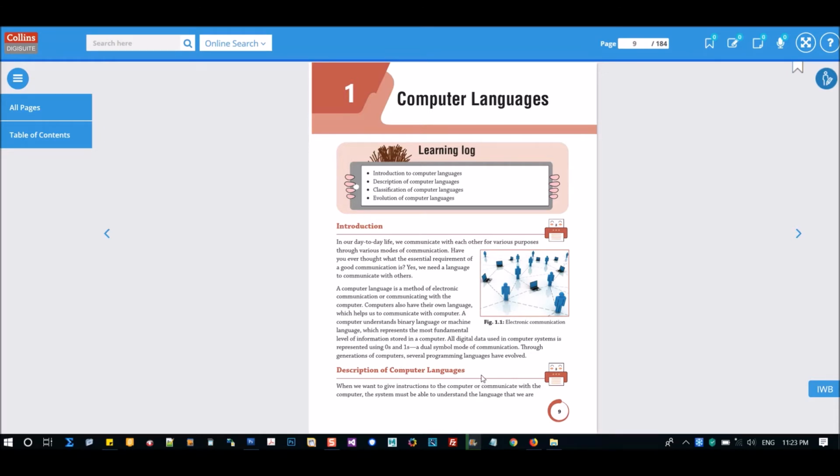So in computers we use binary digits, okay, that is 0 and 1s, to communicate with the computer. By combining these 0 and 1s, we can make an instruction for the computer, so that when we give an instruction, the computer will obey us. Okay, so let's see the next paragraph, description of computer languages. So let's see the different kinds of computer languages on the next page.